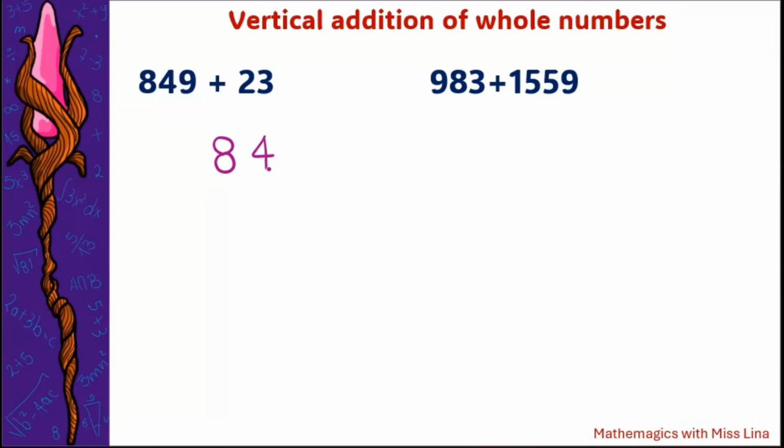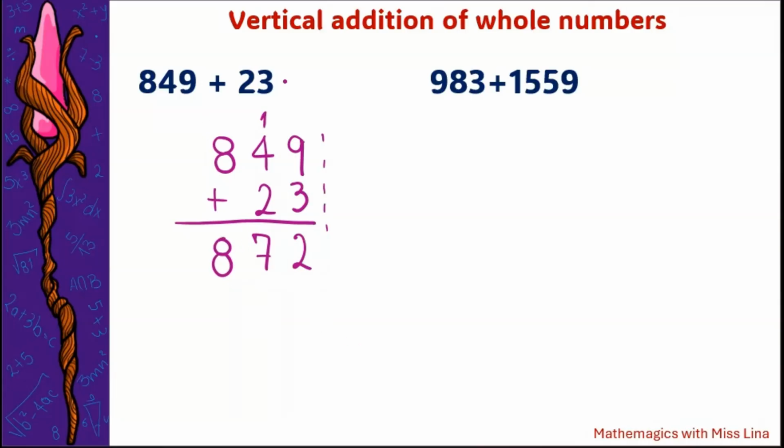So 849. Notice that you don't need to write ones, tens, and hundreds every time. Just lining up to the right is enough. 23. We add them together. 9 plus 3 is 12, which means we leave the 2 here and carry the 1. 1 plus 4 is 5, plus 2 is 7. And 8 plus nothing is 8. 872. And let's check the other operation.